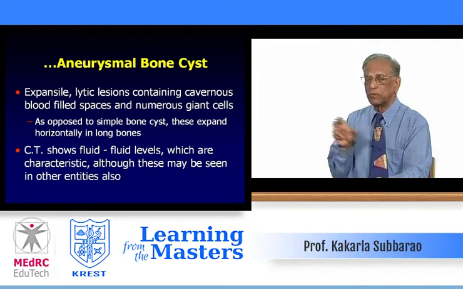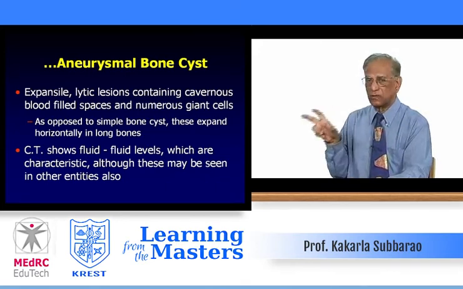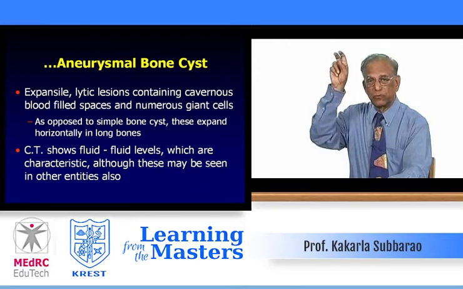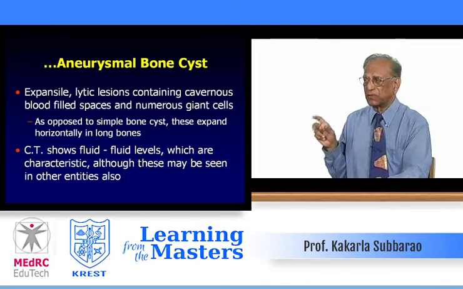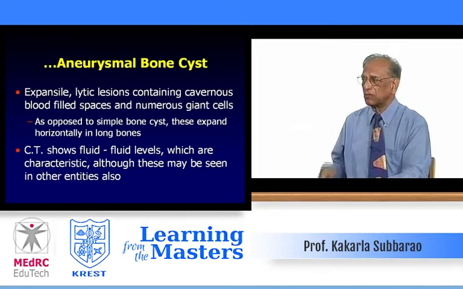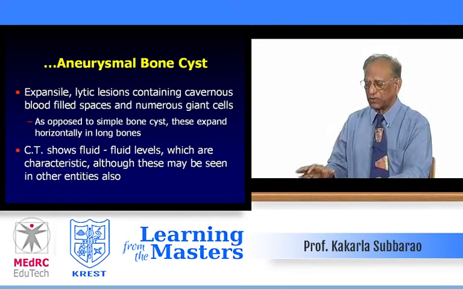As opposed to a simple bone cyst that you see in the long bones, this grows horizontally. That's how you differentiate it from a simple bone cyst, which goes vertically along the shaft, whereas this one grows horizontally. That is the major differentiation. Of course, CT shows fluid levels, which are characteristic, although these may be seen in other entities also, as we have mentioned earlier.